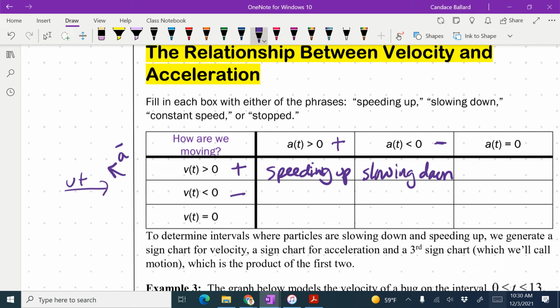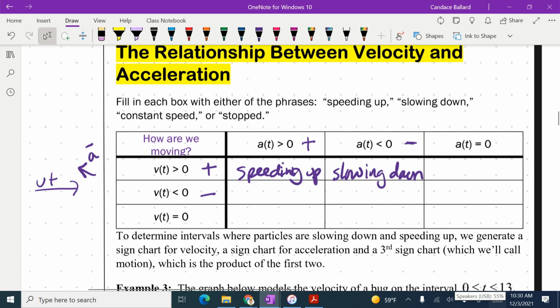All right. And then if I have a positive velocity and my acceleration is 0, meaning I'm not being pushed in the direction one way or the other, that means I'm going at a constant speed. That's cruise control, right, in the car. So that's a constant speed.